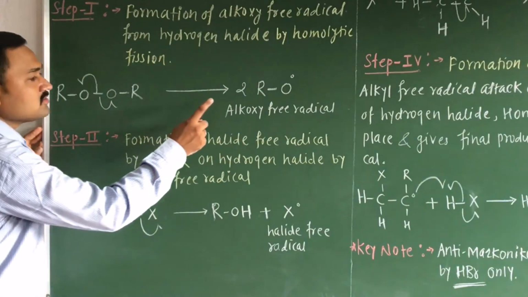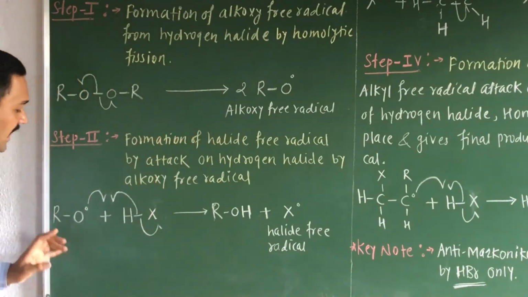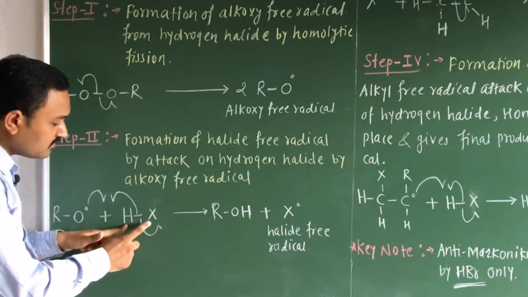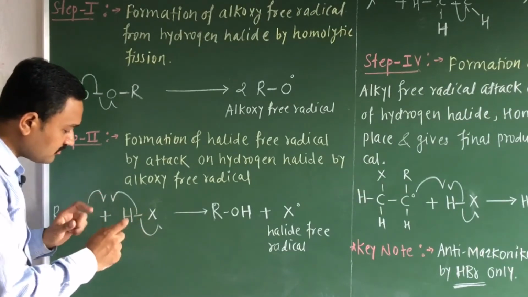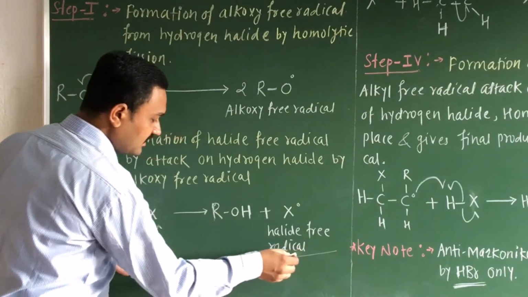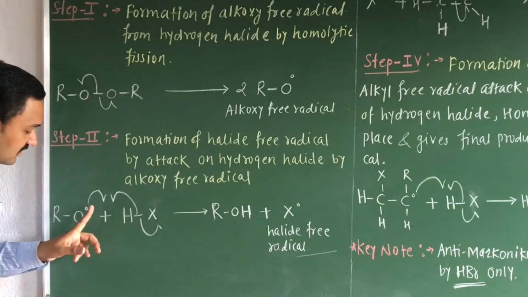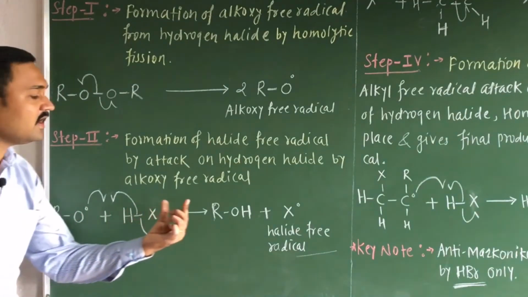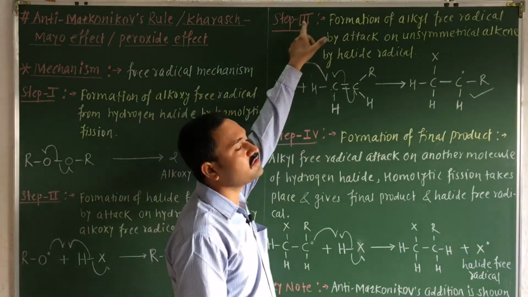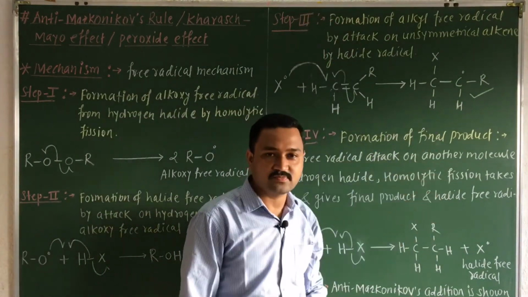Remember, the alkoxy free radical which is formed here attacks the HX molecule. Here the bond between the hydrogen and the halide undergoes homolytic fission and we obtain the halide free radical, and this hydrogen radical combines with the alkoxy free radical and we obtain the alcohol as a product here. In step three, there is a formation of an alkyl free radical.